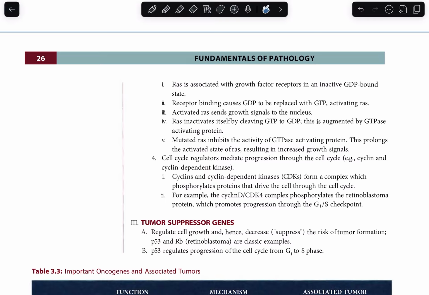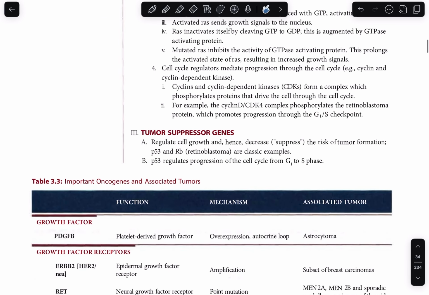Cell cycle regulators, cyclin and cyclin-dependent kinase, mediate progression through the cell cycle. Cyclins and cyclin-dependent kinases, or CDKs, form a complex which phosphorylates proteins that drive the cell through the cell cycle. For example, the cyclin D/CDK4 complex phosphorylates the retinoblastoma protein, which promotes progression through the G1/S checkpoint. Tumor suppressor genes regulate cell growth and hence decrease or suppress the risk of tumor formation. P53 and RB, retinoblastoma, are classic examples. P53 regulates progression of the cell cycle from G1 to S phase.